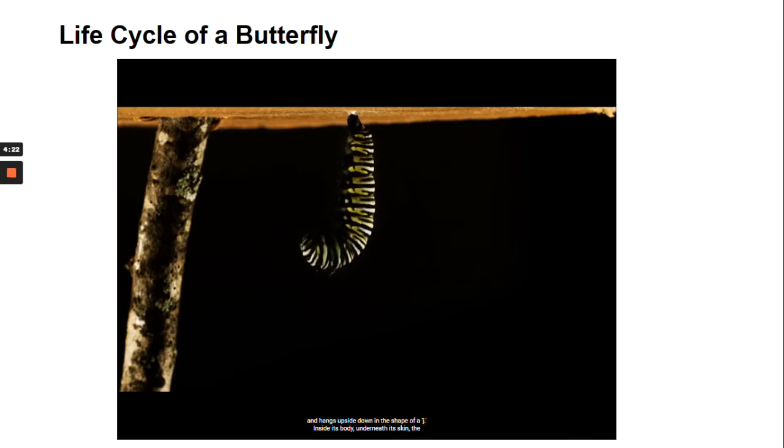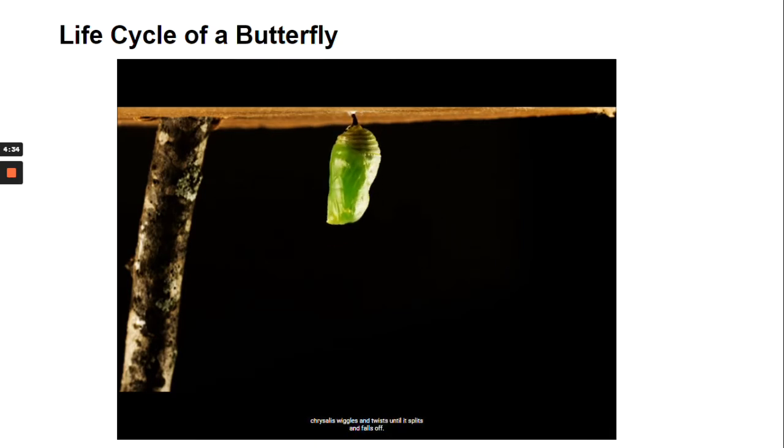Inside its body, underneath its skin, the chrysalis is forming. It no longer needs its caterpillar skin, head, or legs, and so the chrysalis wiggles and twists until it splits and falls off. At first, the chrysalis is soft, but it soon hardens up to protect the developing butterfly inside. It takes about 2 weeks for the chrysalis to change into a butterfly. 2 weeks in which almost all of the caterpillar's body is dissolved into a kind of soup, which is remade into the shape of a butterfly.